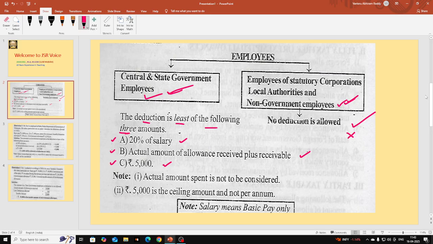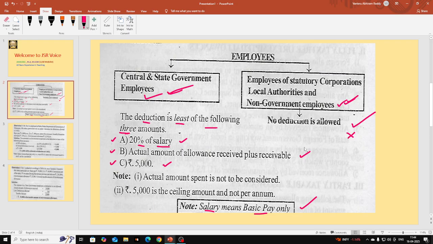In the first one we have 20% of salary. Salary means only basic pay. Whatever basic pay he gets, that is known as salary. In the calculation of this entertainment allowance deduction, the salary definition is basic pay only. We have to take basic pay, then we can calculate 20% on that. Then we get the first point. So these are the rules for calculation of deduction in entertainment allowance.